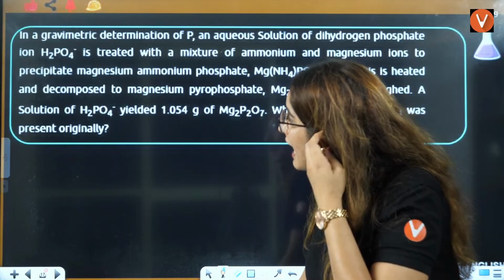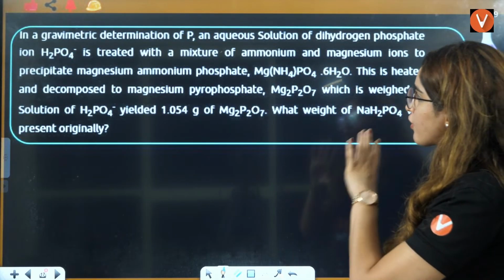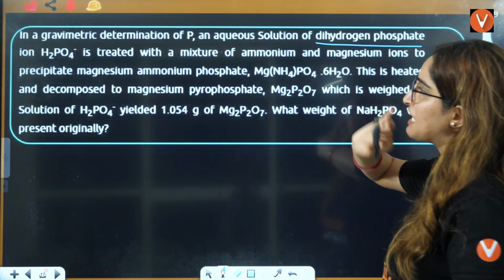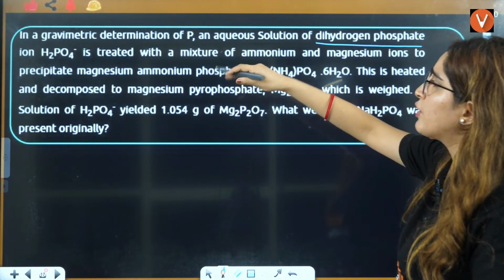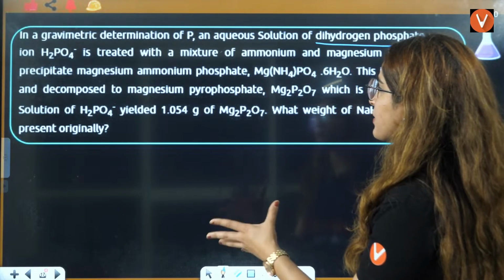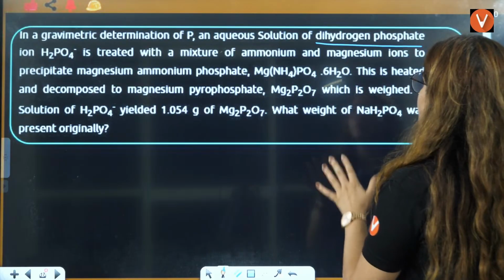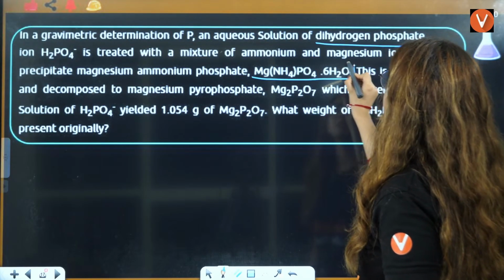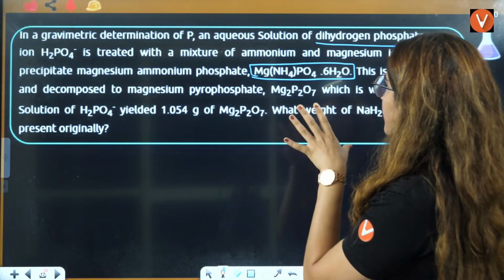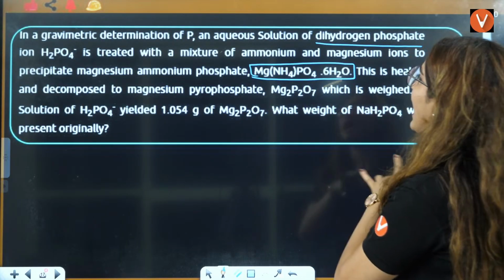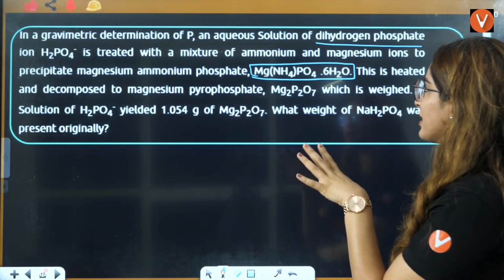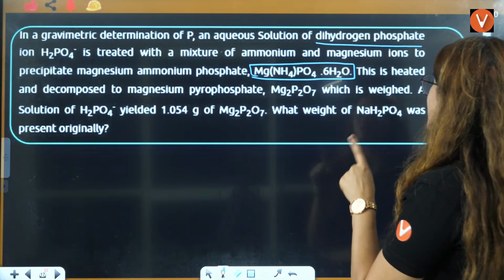In a gravimetric determination of phosphorus, an aqueous solution of dihydrogen phosphate ion, H2PO4 negative, is treated with a mixture of ammonium and magnesium ions to precipitate magnesium ammonium phosphate. That is this, this is precipitated. This is heated and decomposed to magnesium pyrophosphate, that is this, which is weighed.